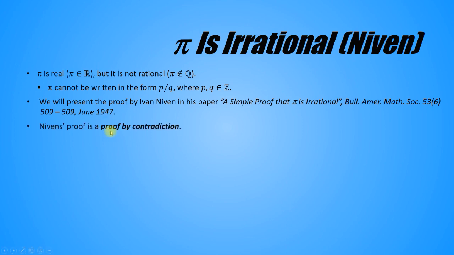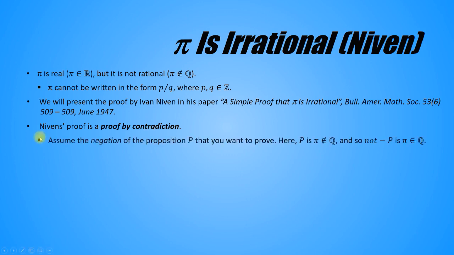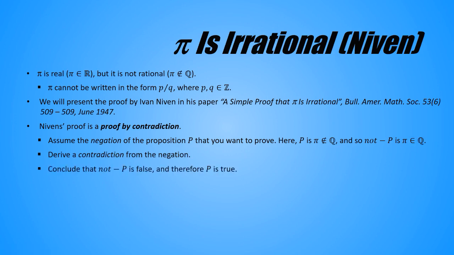And Niven's proof is a proof by contradiction, which is a neat piece of reasoning in mathematics. Proof by contradiction is also known as indirect proof. What does that entail? You assume the negation of the proposition P that you want to prove. So in this proof, the proposition P is that pi is not a member of the rationals. And so the negation, not P, is that pi is a member of the rationals. And what we do is we derive a contradiction from not P. And since contradictions are not logically possible, we conclude that not P must be false, and therefore P is true. And this method of proof is useful when direct proof is difficult or even impossible.